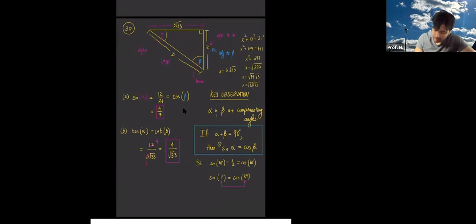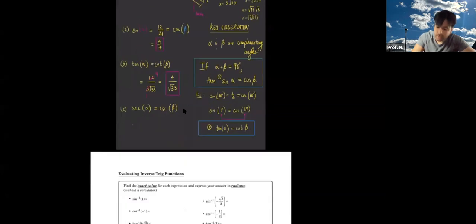That's another one. That's another result of having complementary angles. And then finally, last one, we want secant of alpha, which equals cosecant of beta. So this is our third one. This is our third relationship. So secant of alpha equals cosecant of beta.